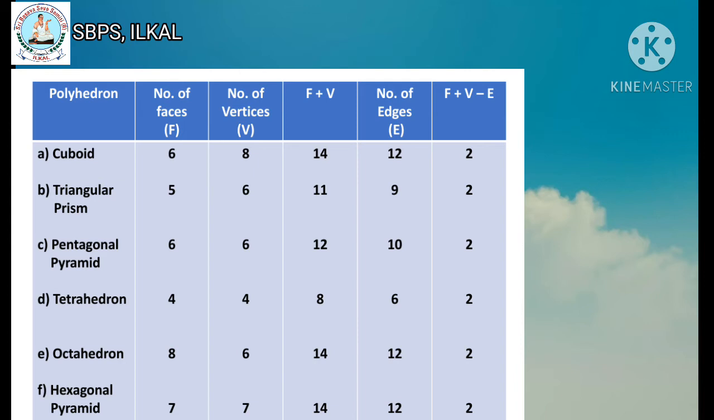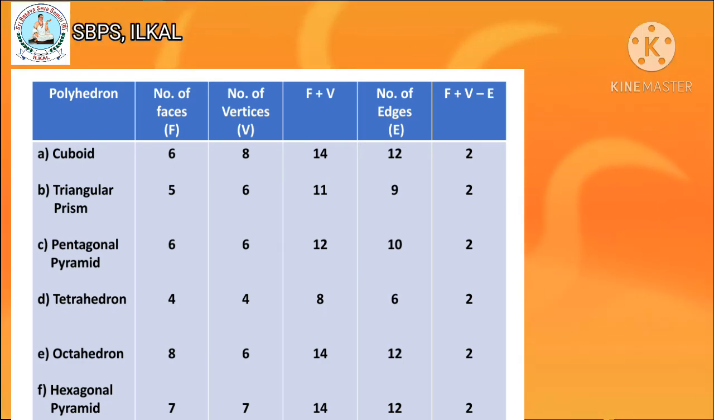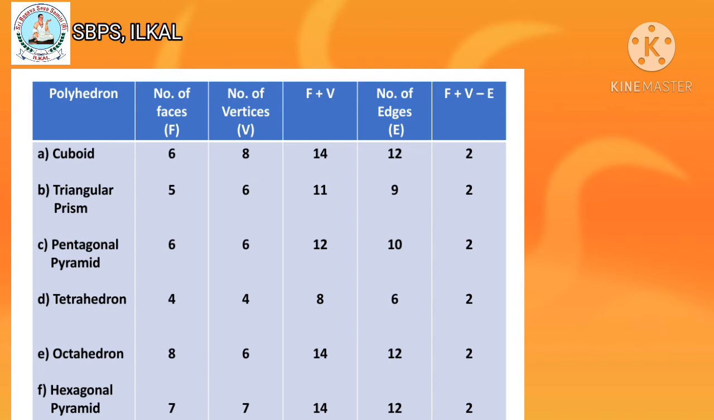F plus V is equal to, that is, if you add F plus V, what you will get? That also has been given. The number of edges is given in the 4th column. Already you added, children, F plus V, that is number of faces plus number of vertices. You subtract the number of edges from that. You will get exactly 2. Then Euler's formula holds good for all the polyhedrons. Okay? If it does not hold good, it is not a polyhedron. Okay?